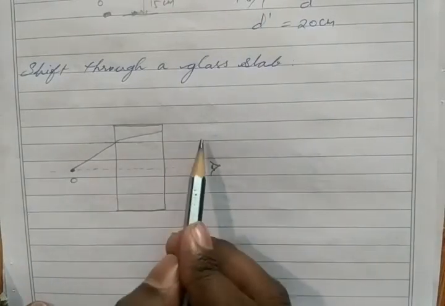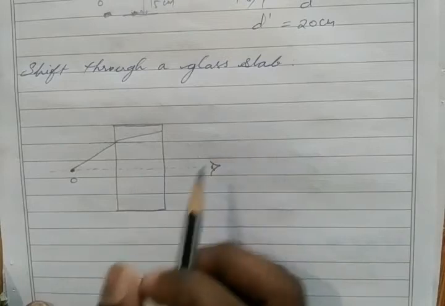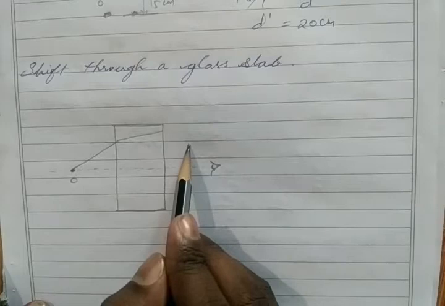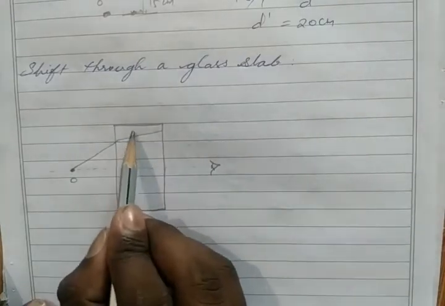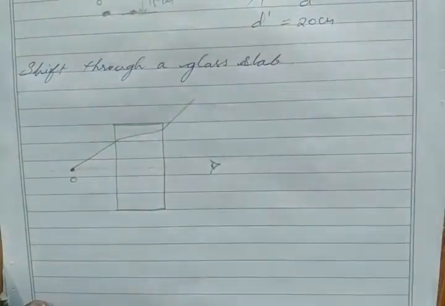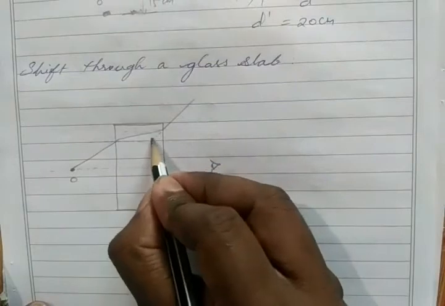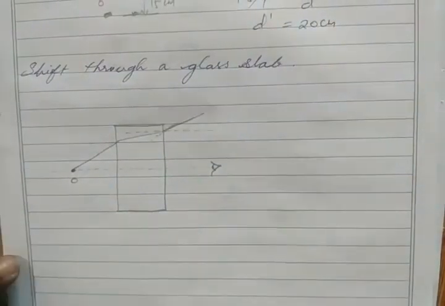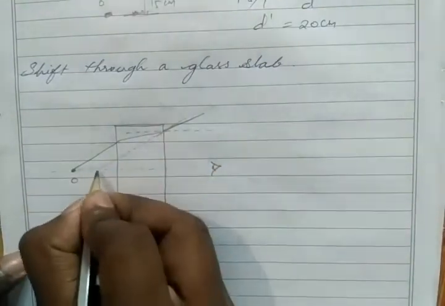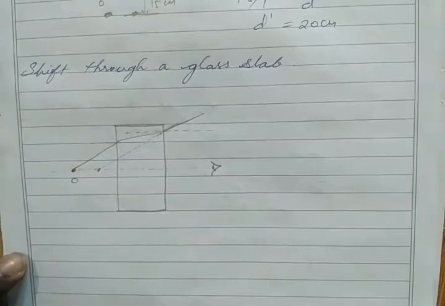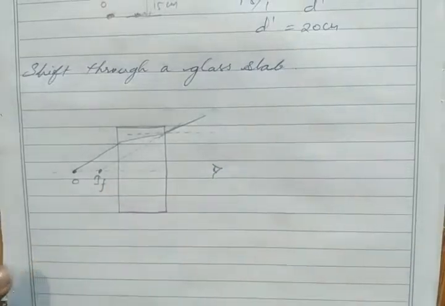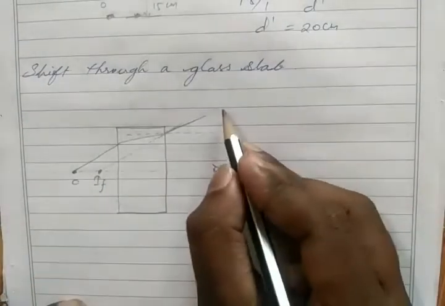Again, here we have air and here we have glass, so two different media. Again it bends. In which direction? Here light is going from denser medium to rarer medium, so it bends away from the normal. Correct? So if we join this line, it enters here. So here the final image will appear if a person sees it from here.